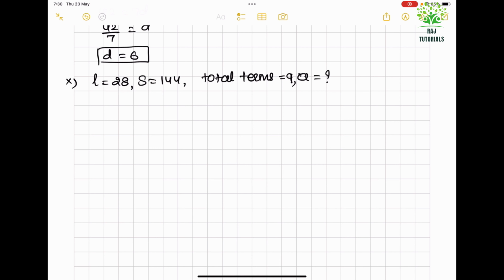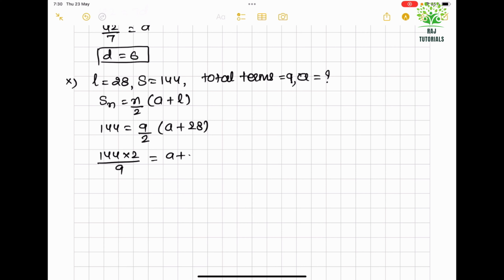Now here I am given L equal to 28, S equal to 144, and there are total 9 terms. A I have to find. So I can directly use the formula Sn equal to n by 2 into A plus L. So Sn is 144, n is 9 by 2 into A, which I don't know, plus L, which is 28. So 144 into 2 by 9 will be equal to A plus 28. I can say 32 minus 28 equal to A. So A equal to 4.